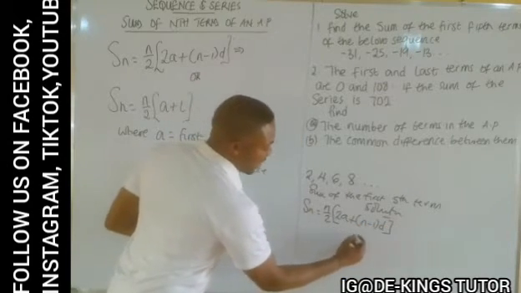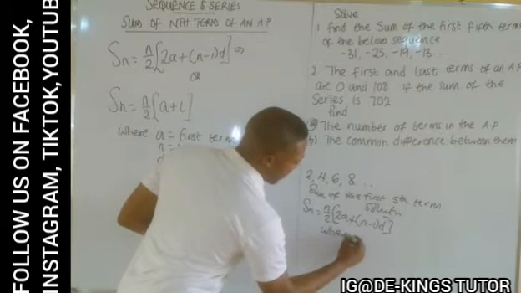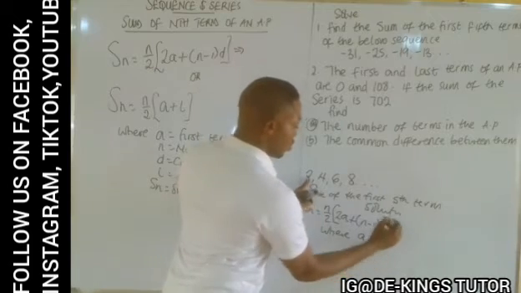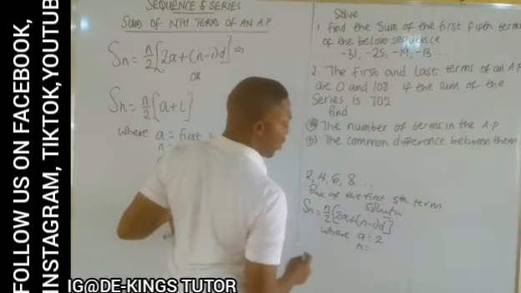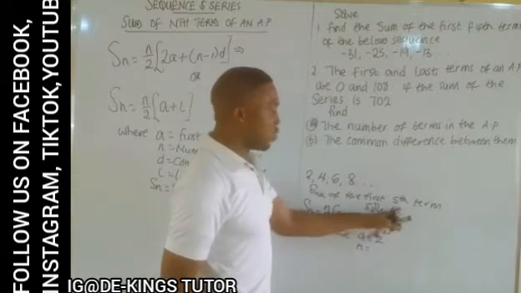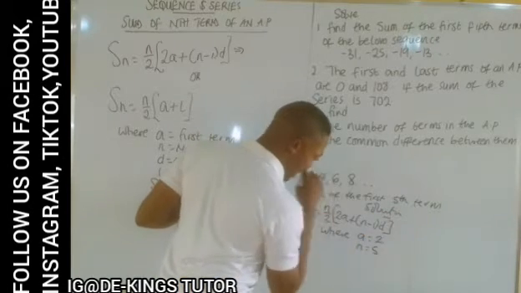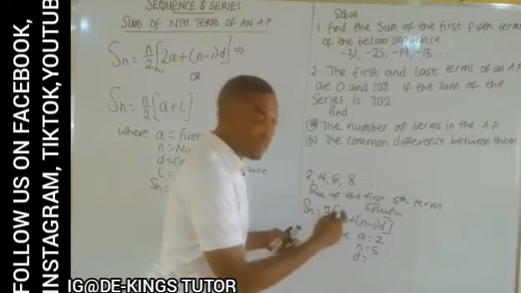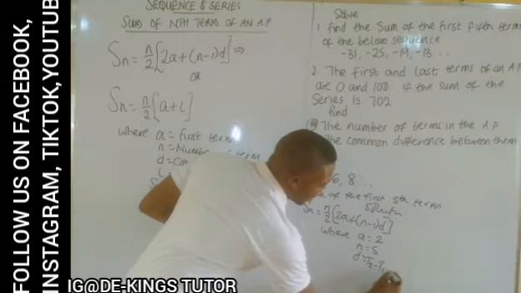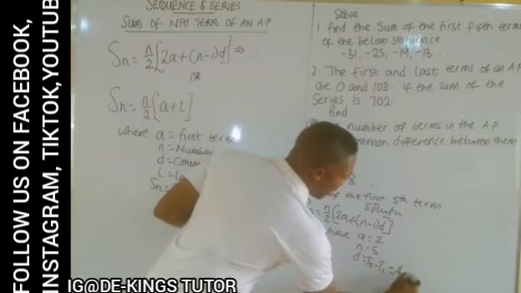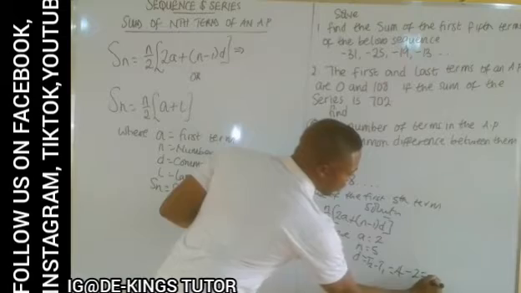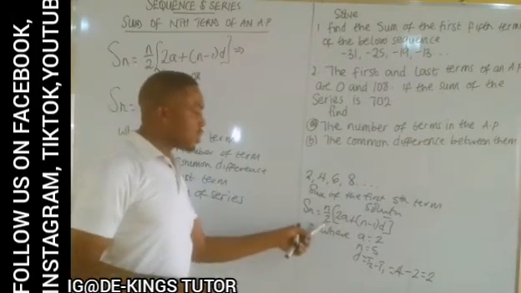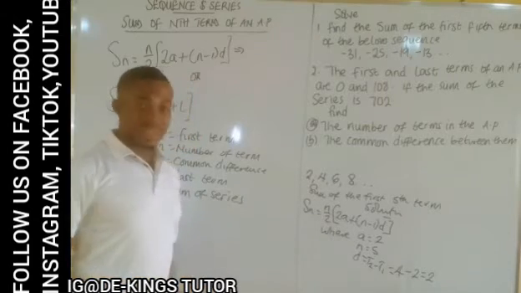Where a stands for first term. What's the first term here? 2. n stands for the number of terms we're asked to find, which is 5. And d stands for common difference. What's that common difference? T2 minus T1. What is T2? 4. Minus what is T1? 2. 4 minus 2 gives us 2. So we can now substitute into this formula to get the sum of the first 5 terms.